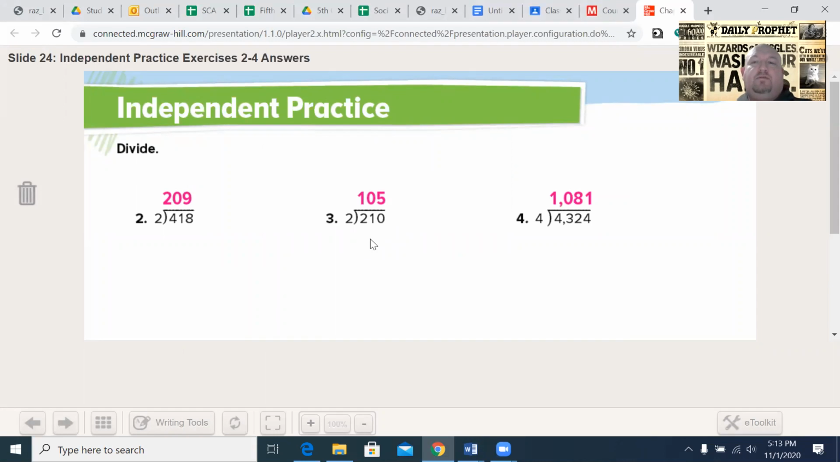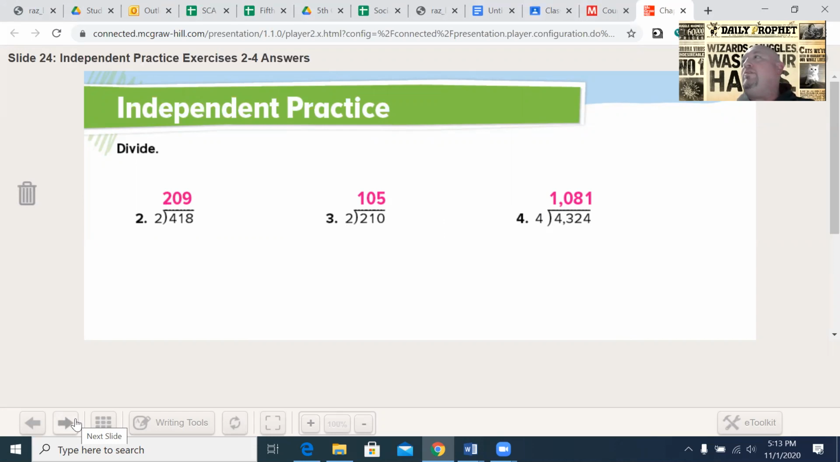209, 105, 1,081. So as I looked at it, 2 went into 4 twice. 2 did not go into 1, so I had to place the 0. And then I moved on. 2 went into 2 once. 2 does not go into 1. That's where my 0 is. 4 went into 4 once. 4 did not go into 3. That's where my 0 is.